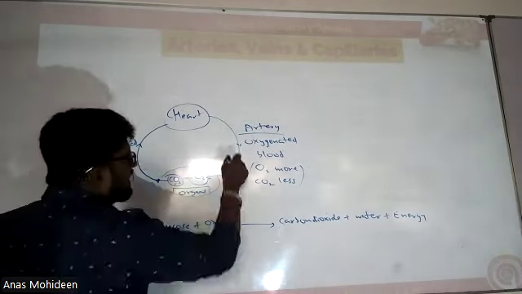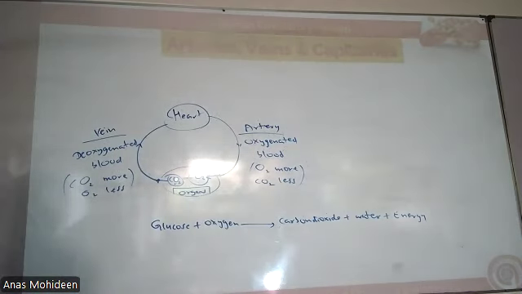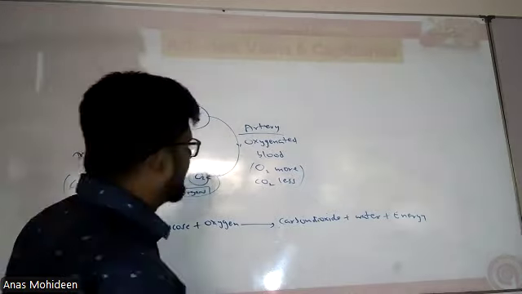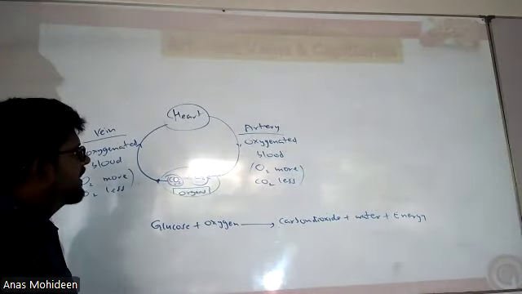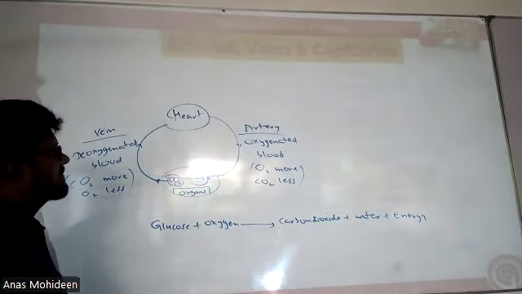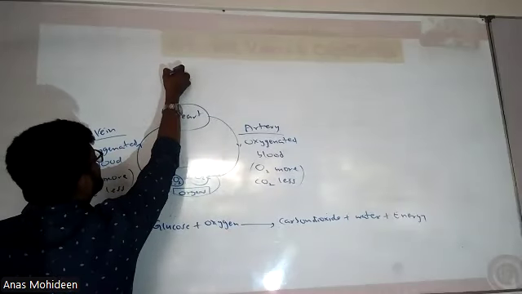So you see, mainly arteries carry oxygenated blood. Veins carry deoxygenated blood mainly. But only in one place it changes. What is the place? Heart to lungs.